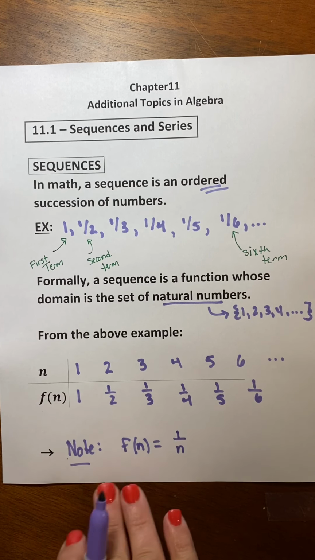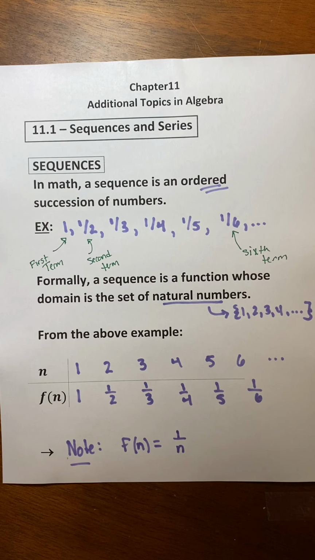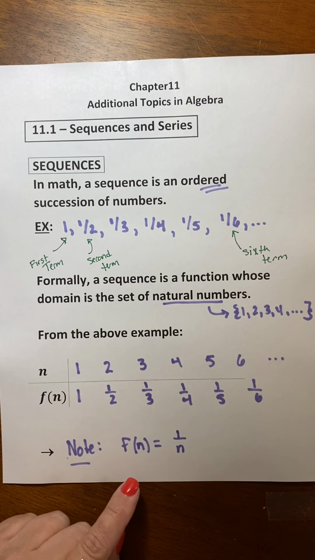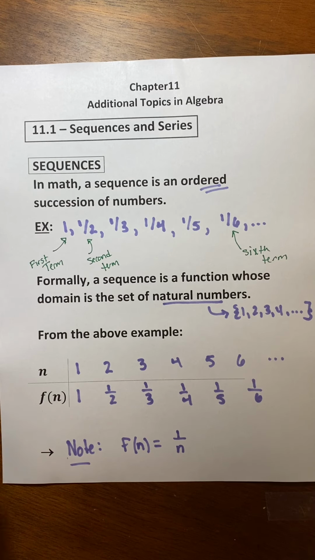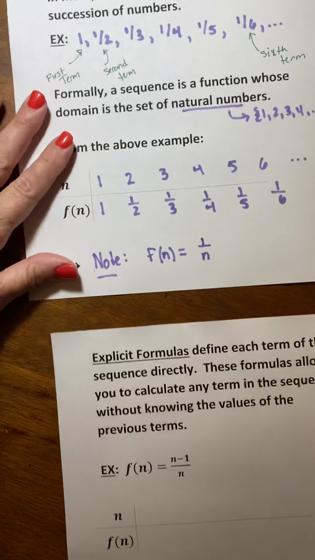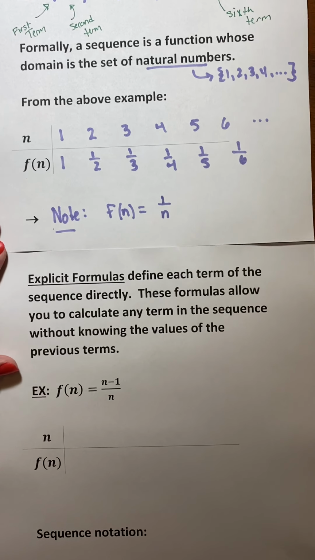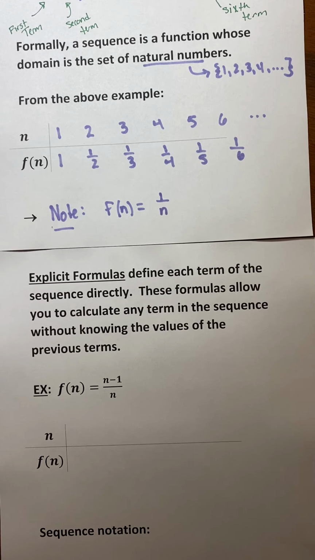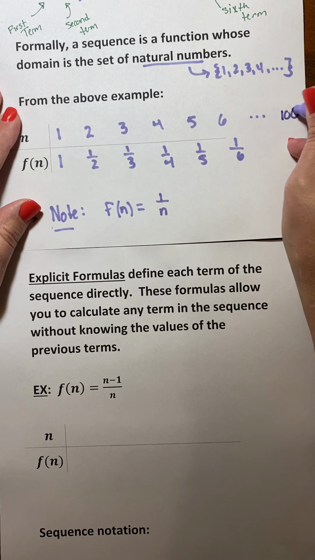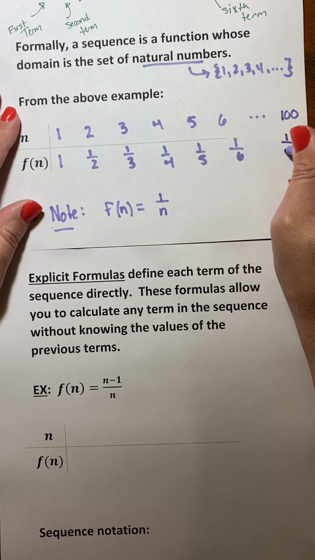So what we just produced here is what we call an explicit formula. An explicit formula for a sequence gives you a template for any term in the sequence. So explicit formulas define each term of the sequence directly. These formulas allow us to calculate any term in the sequence without knowing the previous terms. So for this example, if I wanted to know the 100th term, I would know that it's 1/100, just based on the pattern 1/n.